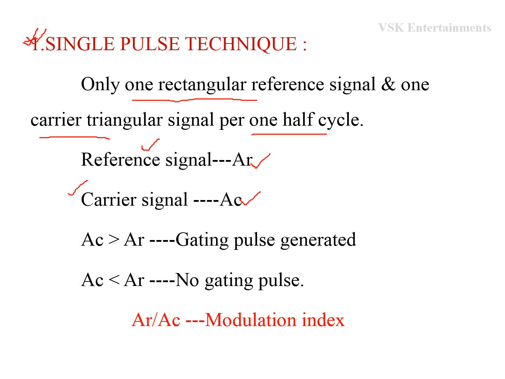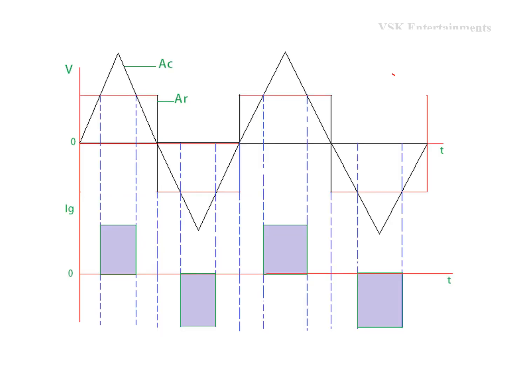We get the gating pulses depending upon these two conditions. Whenever the magnitude of the carrier signal is greater than the magnitude of the reference signal, we get the gating pulse. Otherwise, we do not get any gating pulse. Depending upon the width of this gating pulse, we get the controlled output voltage. Here the ratio of the magnitude of the reference signal to the magnitude of the carrier signal is called the modulation index. These waveforms represent the single pulse technique.